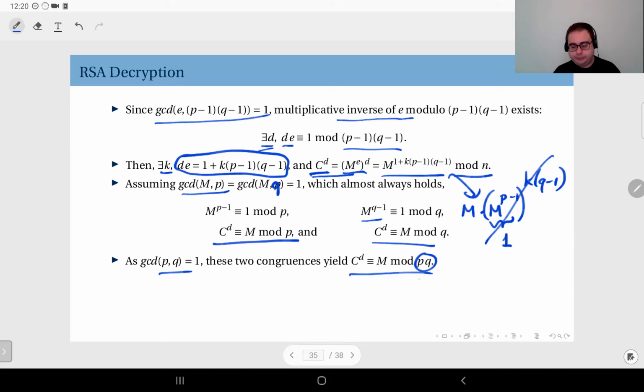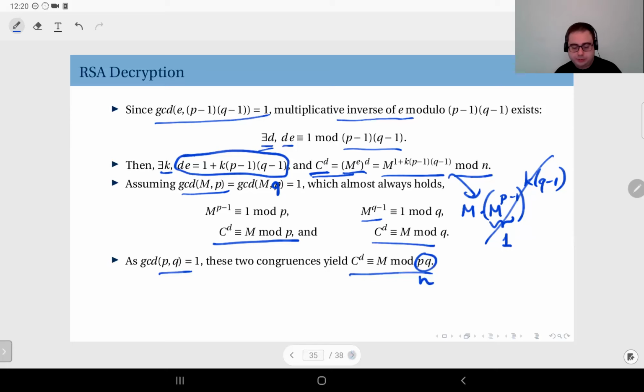Well, P times Q is N. So what does this mean? If you know the multiplicative inverse of E in modulo N, you can simply decrypt the message by taking C to the power D modulo N. Okay, so that is the way to decrypt. You have to compute the multiplicative inverse of E under modulo n, and then raise c to power d under modulo n.